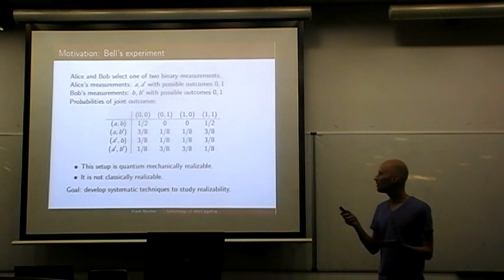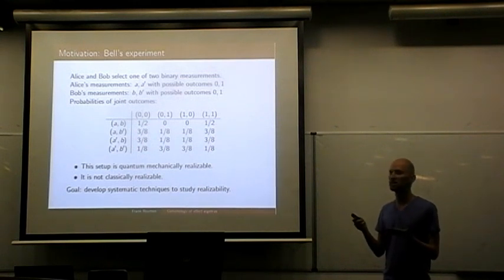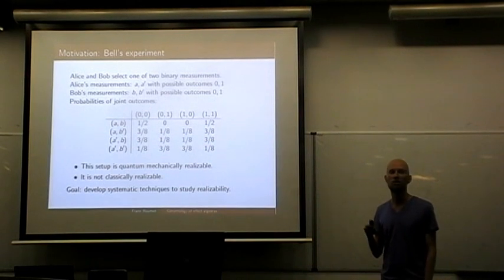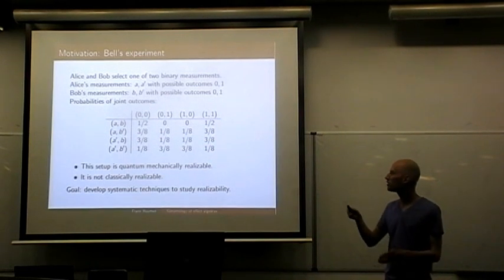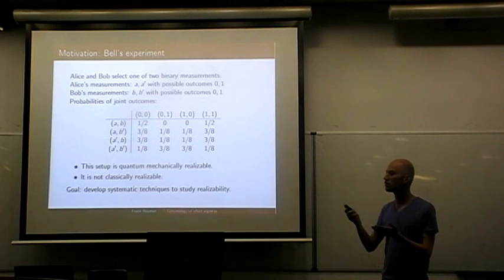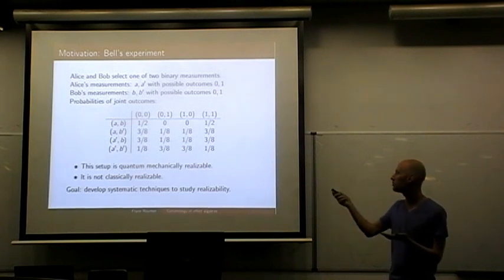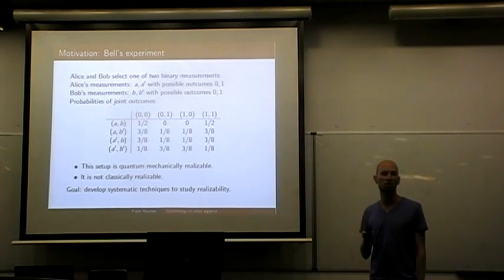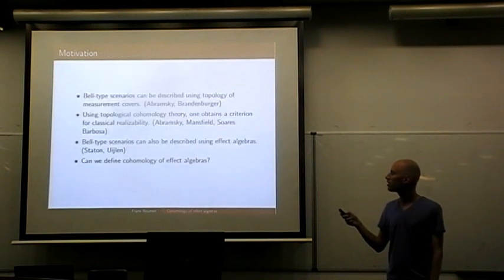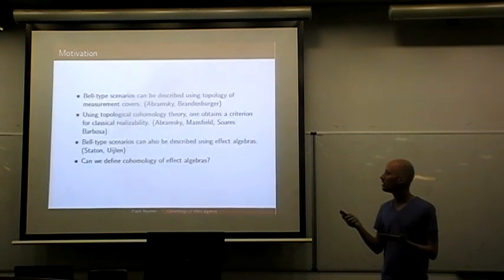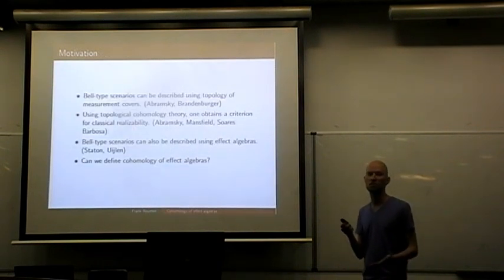So now the goal of this talk will be to develop systematic techniques to study whether a certain setup is classically realizable. Of course we have this Bell setup, where you can check directly that it's not realizable, but we want to have some general techniques. So if you have any number of observables and any probability table, you want to know whether it's realizable or not. There are already several techniques that have been developed recently.